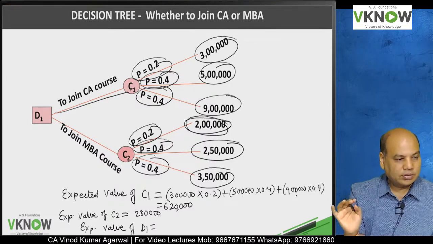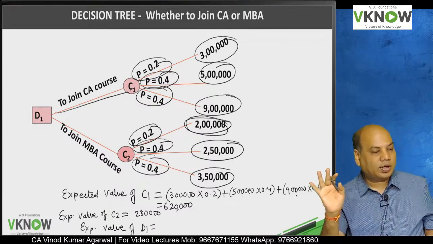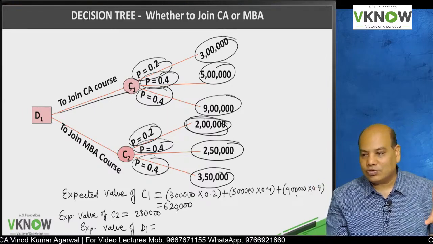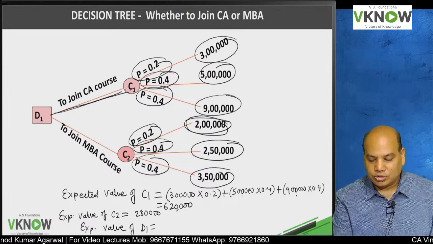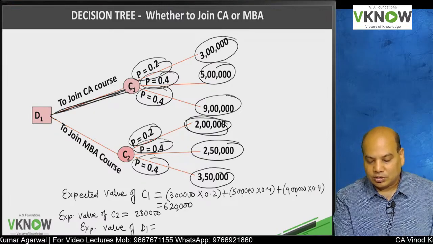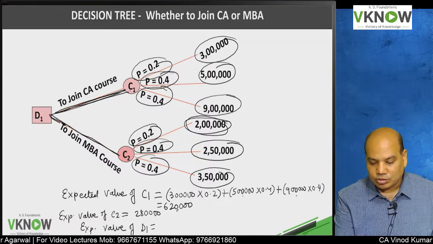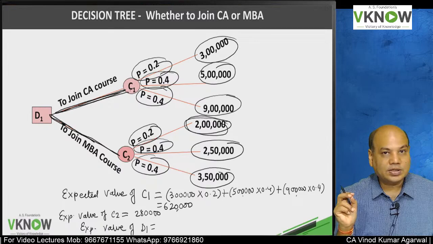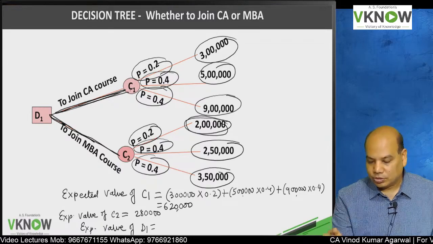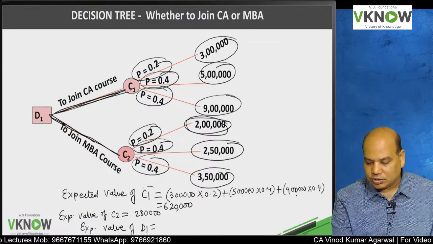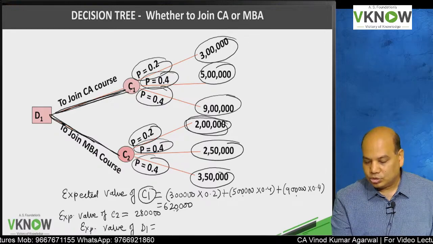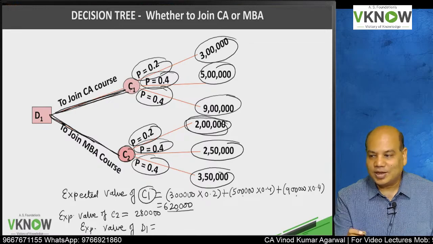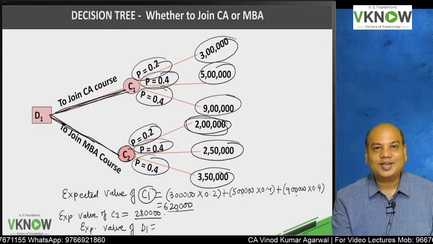Wait a minute. Decisions don't have probabilities. Outcomes have probabilities. In case of decision box, I have to make a choice here between CA and MBA course. And what is my objective? My objective is maximization of salary. C1, which is CA course, 620, and C2, which is MBA course, is 280.